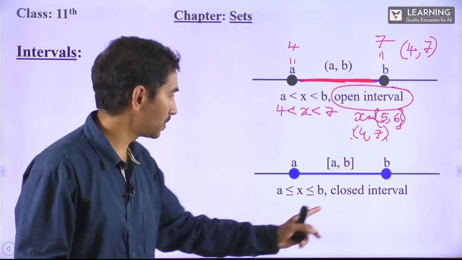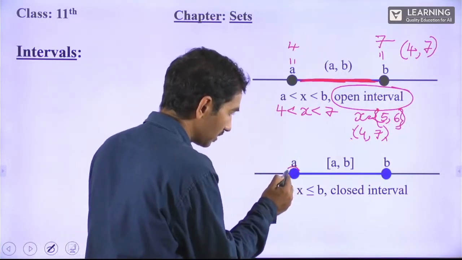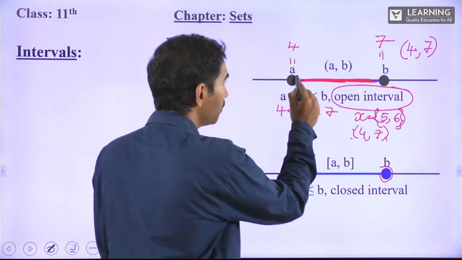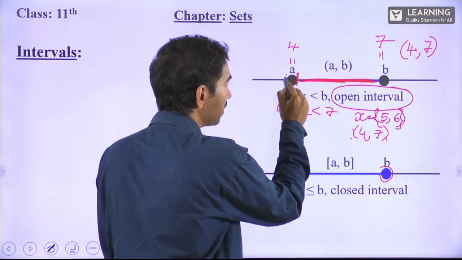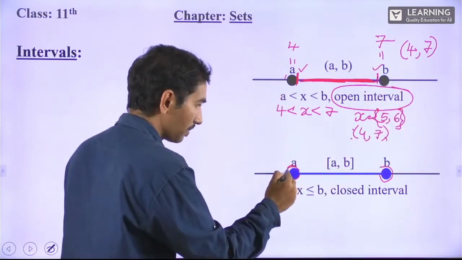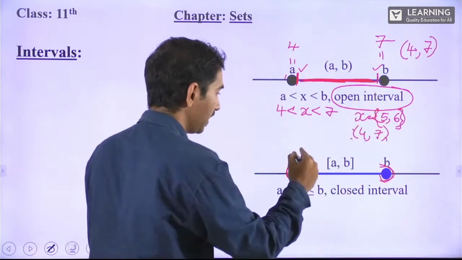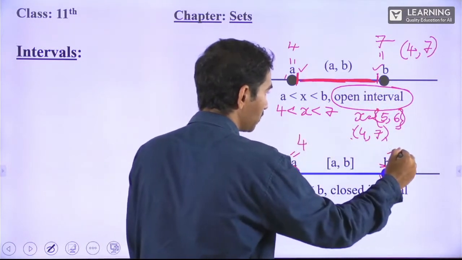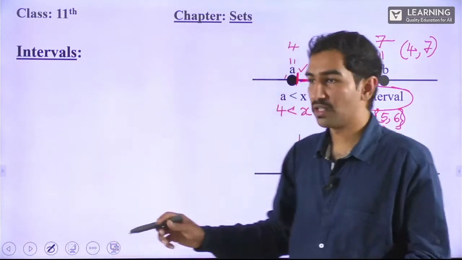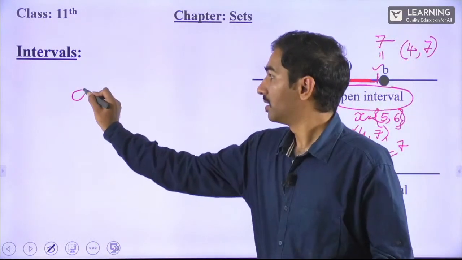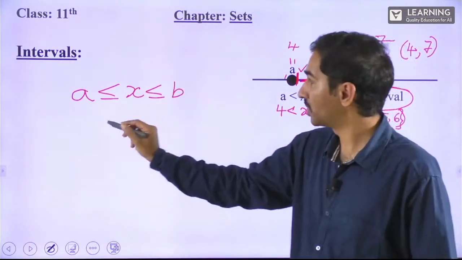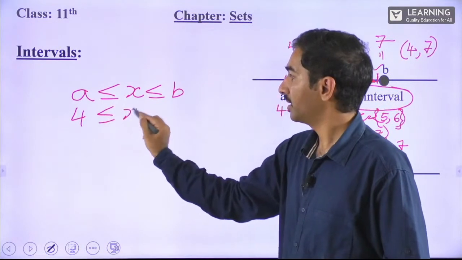Closed interval. Now you see, the blue thing is starting from here, and here also the blue thing is starting from here. Previously the blue thing was starting from here and ending here. Now the blue thing is starting from here and ending here. Same example we'll take. Let a is equal to 4 and b is equal to 7. So see the inequality written here: a, x and b. We'll just substitute the numbers there: 4, x and 7.